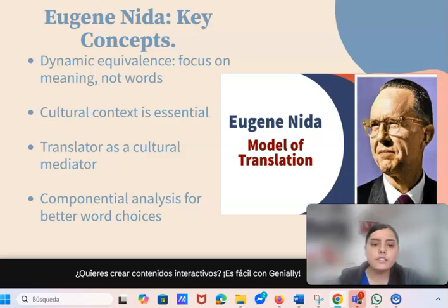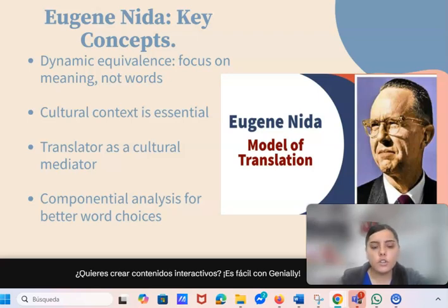He introduced the concept of dynamic equivalence, which basically means that the translation should have the same effect on the target audience as the original had on its readers, instead of just translating word by word. Nida believed they should focus on meaning and context, what the message actually does in the new language.